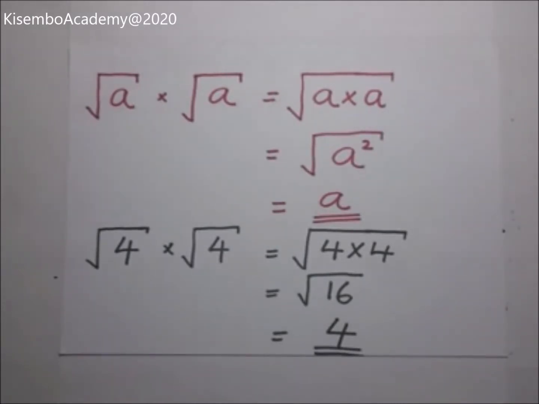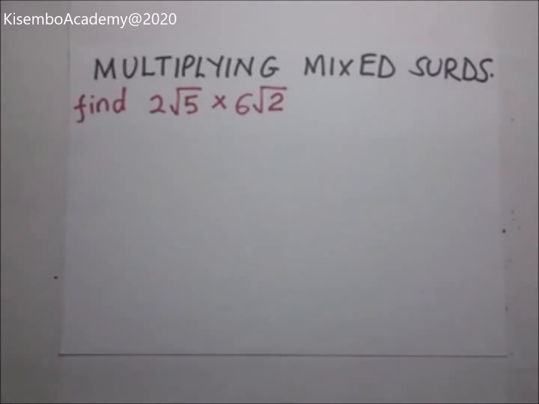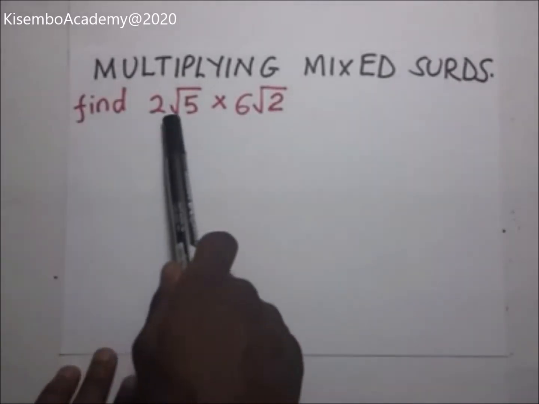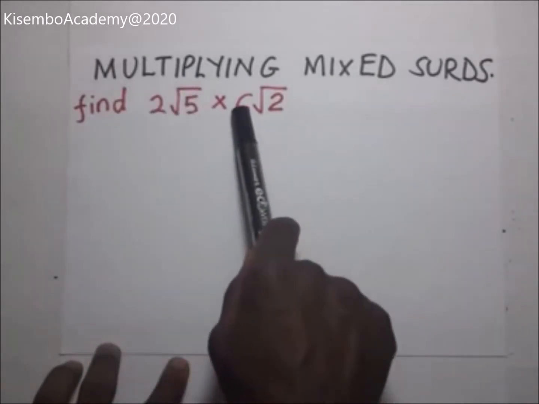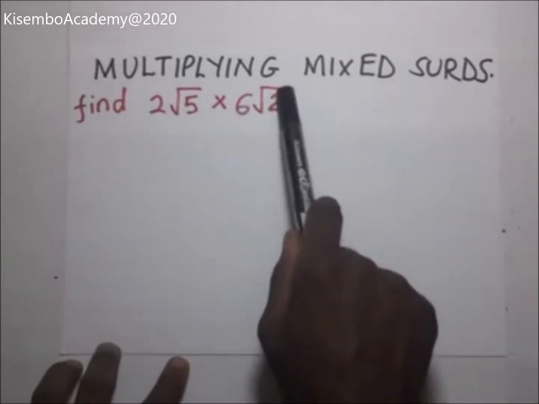And now from here we are going to build on to see how we multiply mixed surds. Remember we said that mixed surds are simply surds that are a product of a rational number and a surd. So let's look at how we multiply these mixed surds. This is a mixed surd because it's a product of a rational number and a surd. This is a rational number, that's a surd. So this is what we call a mixed surd.